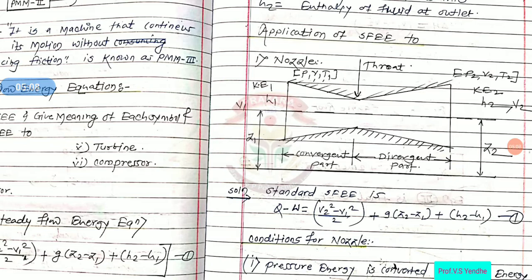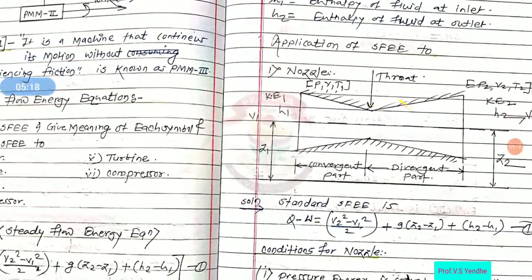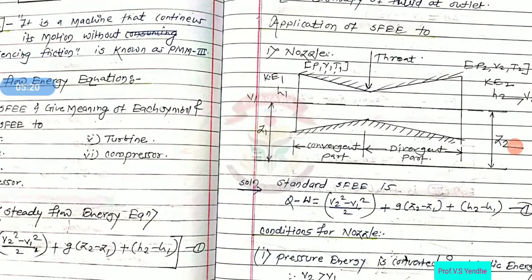Before that, we will see the construction of the nozzle. This is the convergent-divergent type of nozzle, so it has a convergent cone here and this is the divergent cone. This is the throat, which is at the joining of the convergent and divergent cones. The inlet is at the height Z1 and the outlet of the nozzle is at the height Z2.